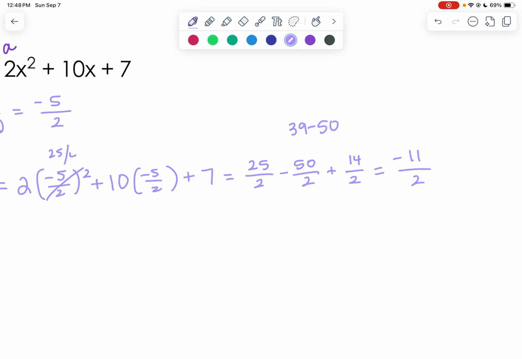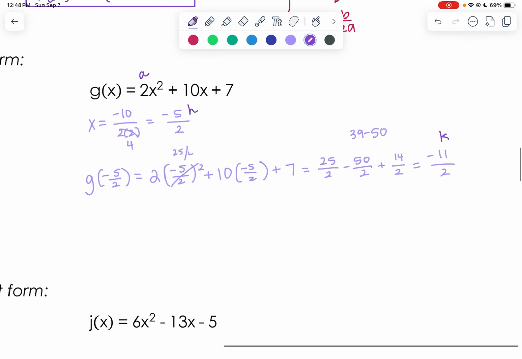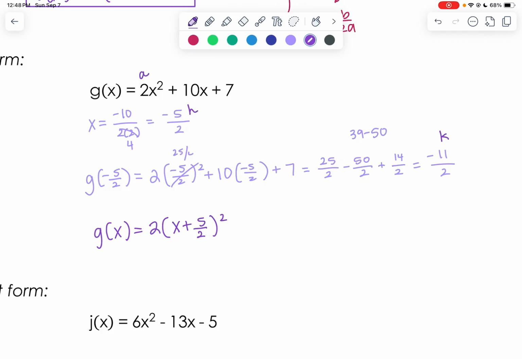And for this, it's fine to have fractions. We've been having fractions. I don't have to graph this, so it's fine. Just remember that's your h, that's your k. So then g of x equals, a was 2, times (x plus 5 over 2) squared, because remember that it was x minus h, and h is negative, minus 11 over 2. That's it.